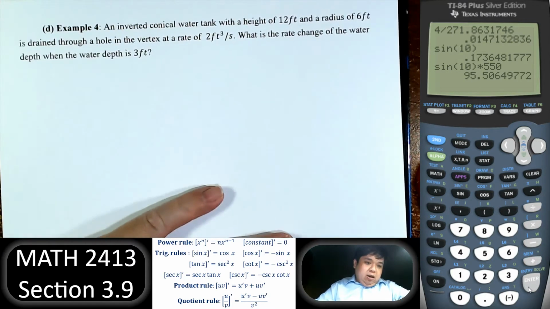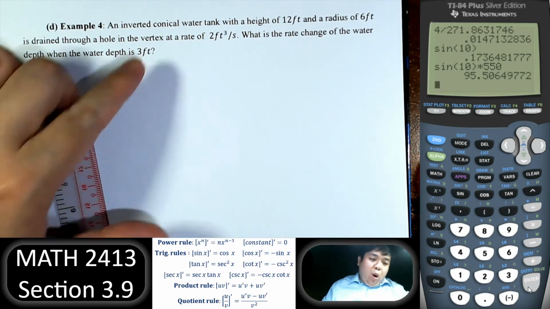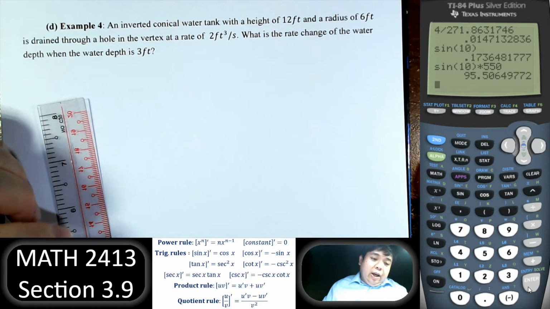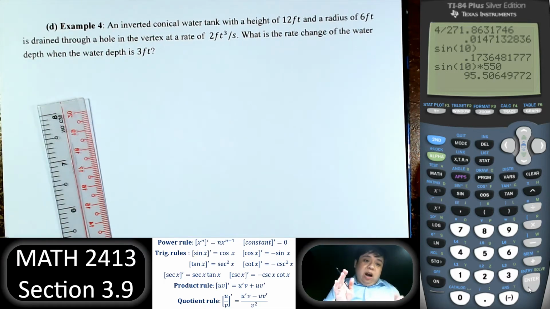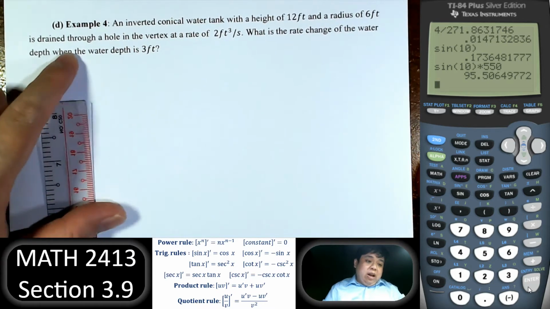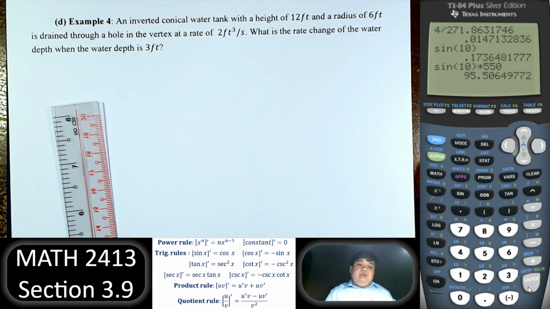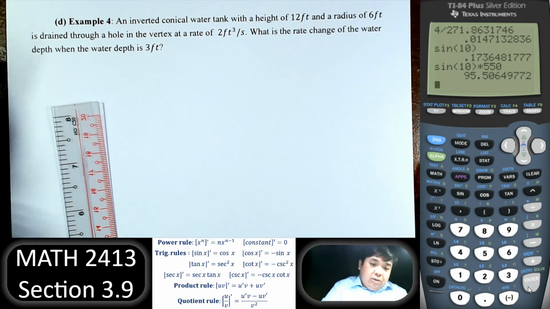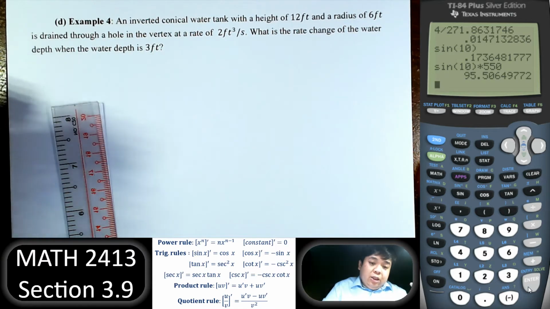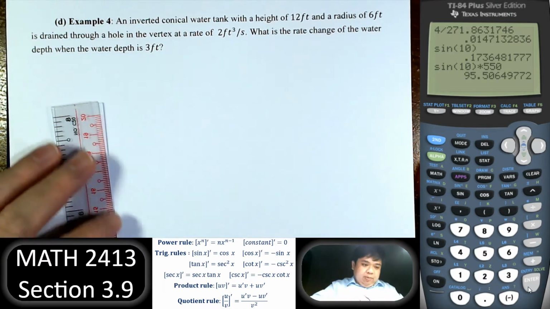Next we have another problem. An inverted conical water tank with the height of 12 feet, the radius 6 feet, is drained through the hole in the vertex at the rate 2 cubic feet per second. What is the rate of change of water depth when the water depth is at 3 feet?